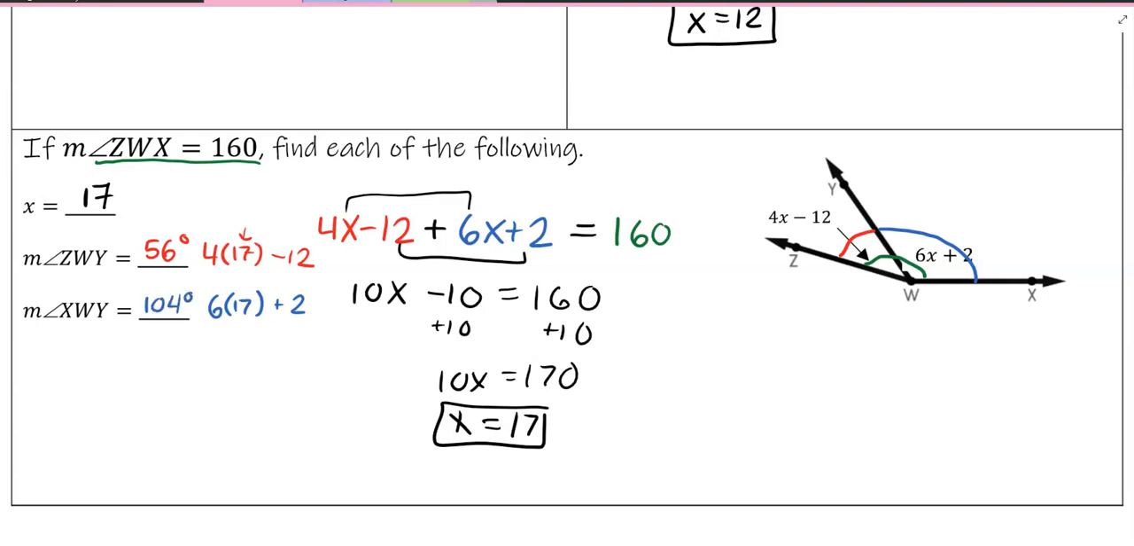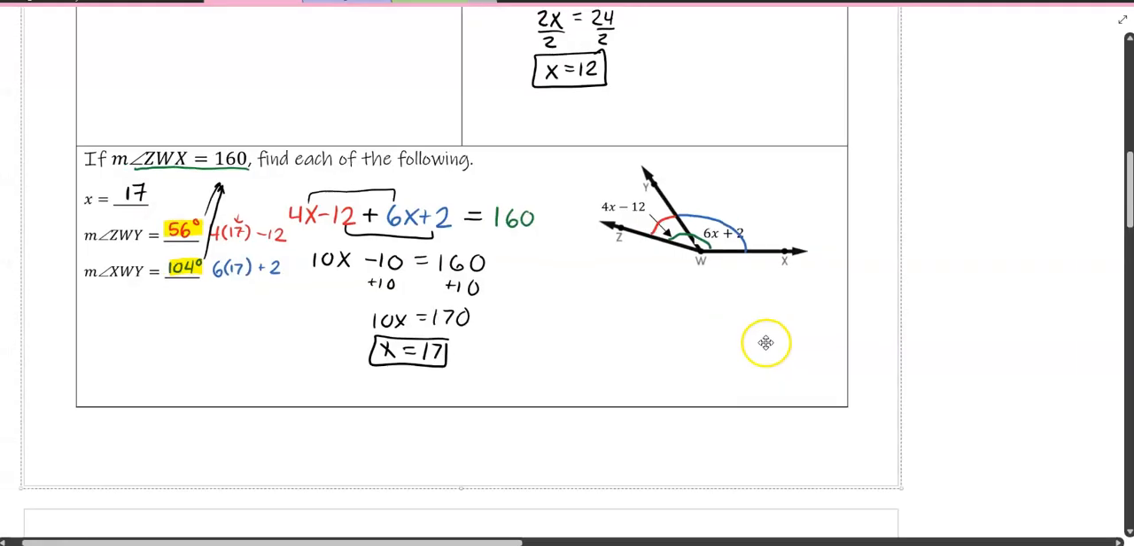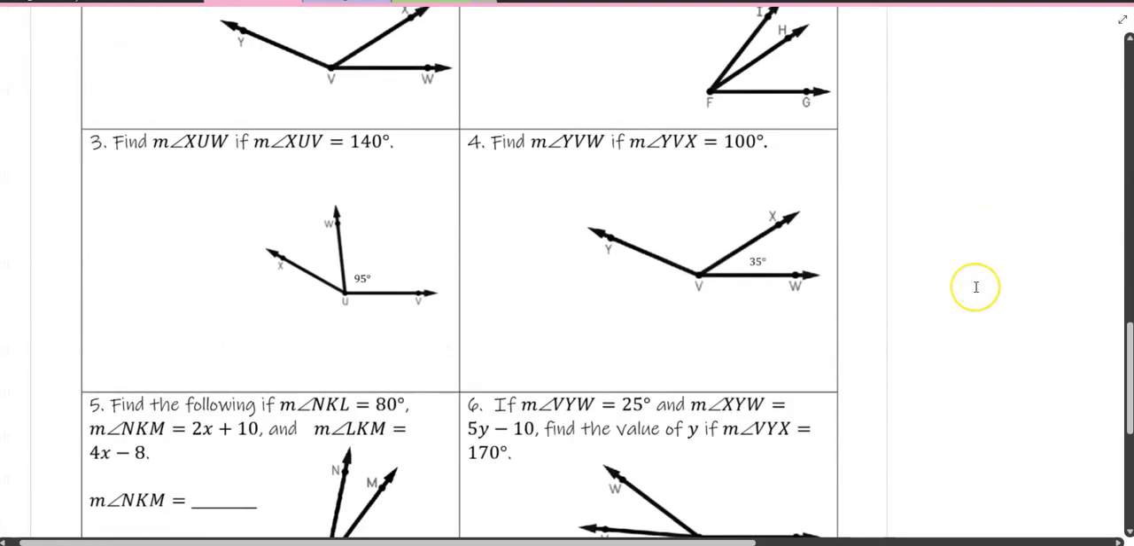One cool thing that you can do to check your answer is that the two angles I got, the part and the part, should hopefully add together to give me 160, and if they do, you know you're going to be correct here.